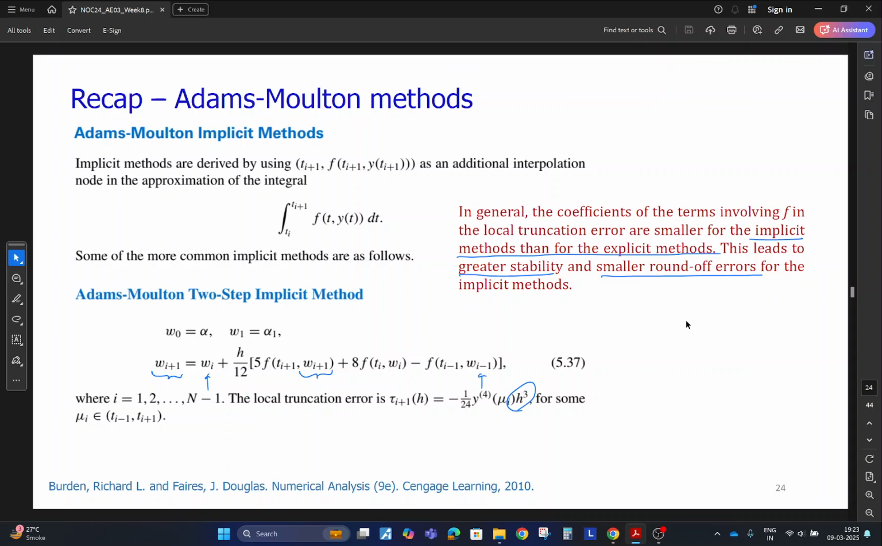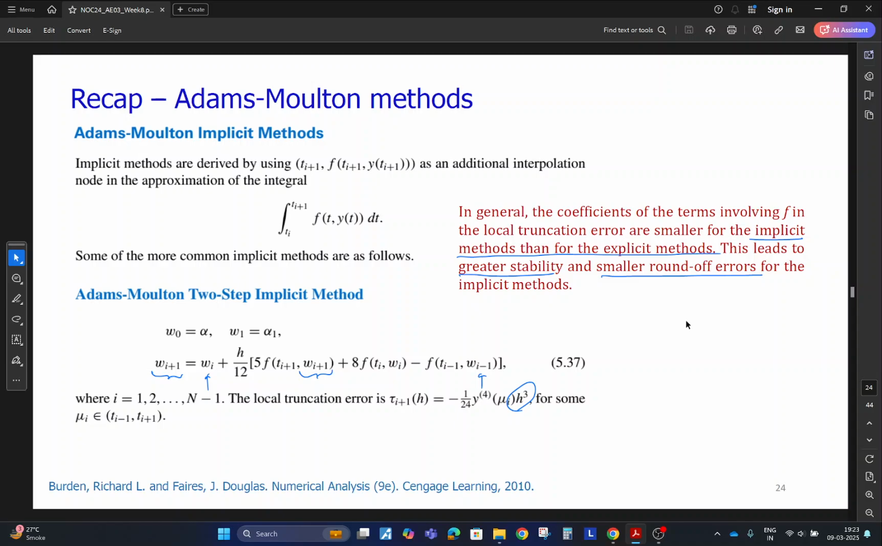Now, all the Adams-Bashforth methods were explicit methods, and we also have a separate class of methods called the Adams-Moulton methods, which are implicit methods. Implicit methods are derived by using t_{i+1} and the value of the function at t_{i+1} and y at t_{i+1} as an additional interpolation node in the approximation of the integral from t_i to t_{i+1} of f(t, y(t)) dt.